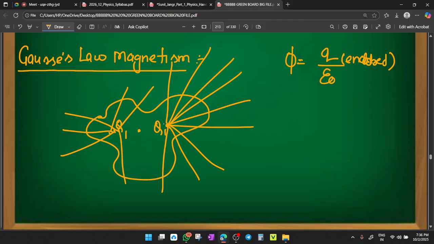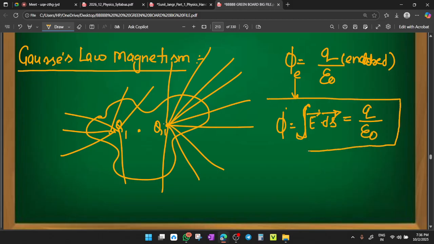But now we are studying magnetism. The value of electric flux is also given by phi E equals the closed integration of electric field over a closed surface, E dot ds. This was the total flux, and it is given by Q by epsilon naught. So this is the complete Gauss law: net electric flux phi E equals closed integral of E dot ds, equal to Q by epsilon naught.